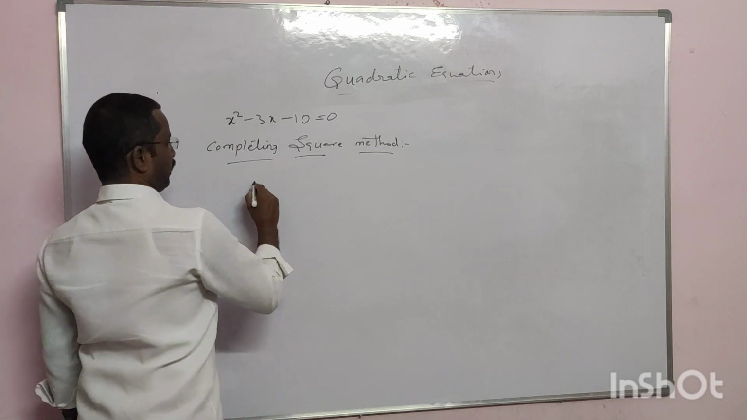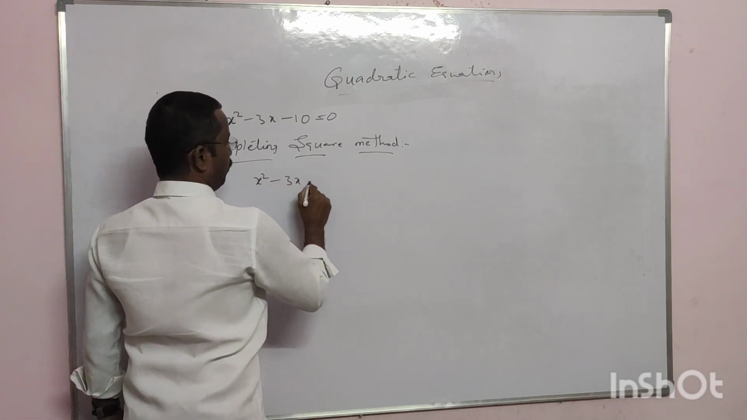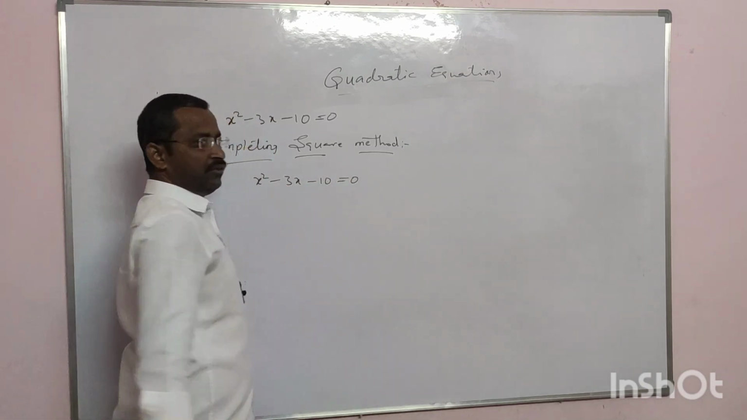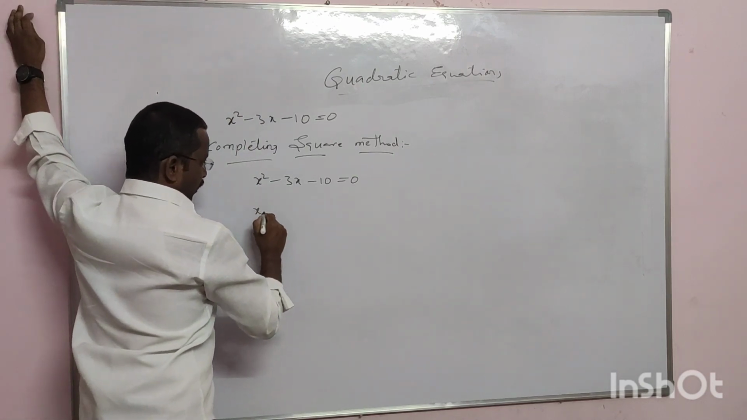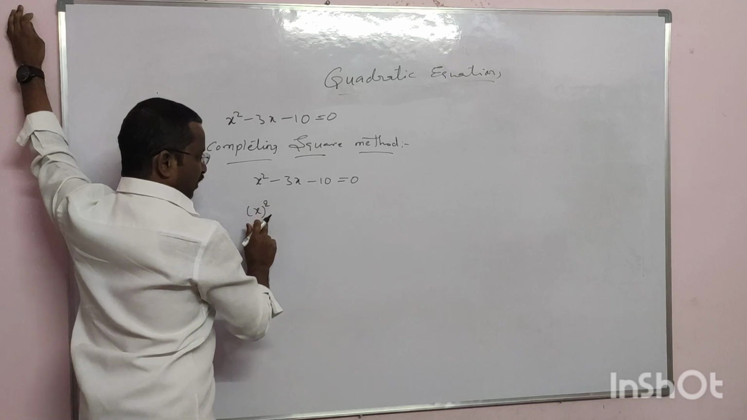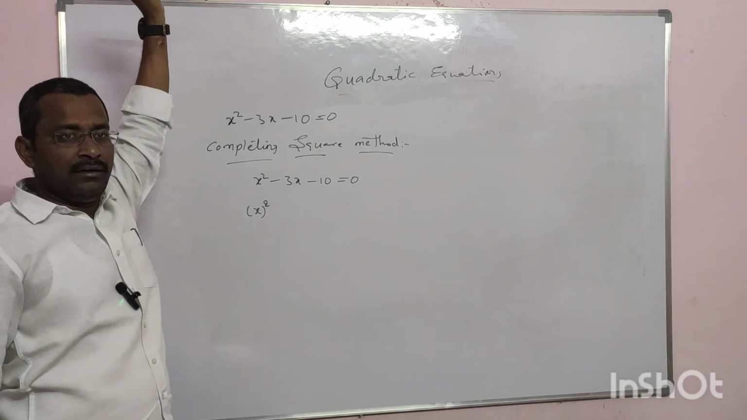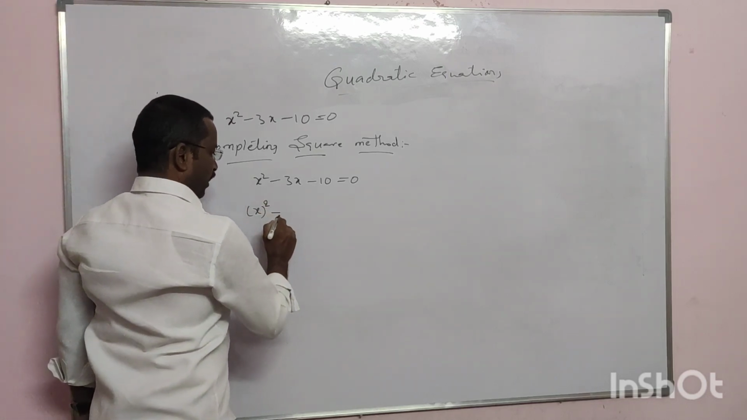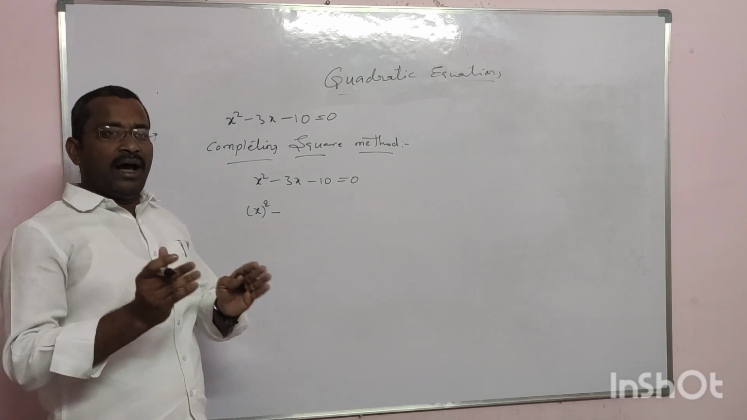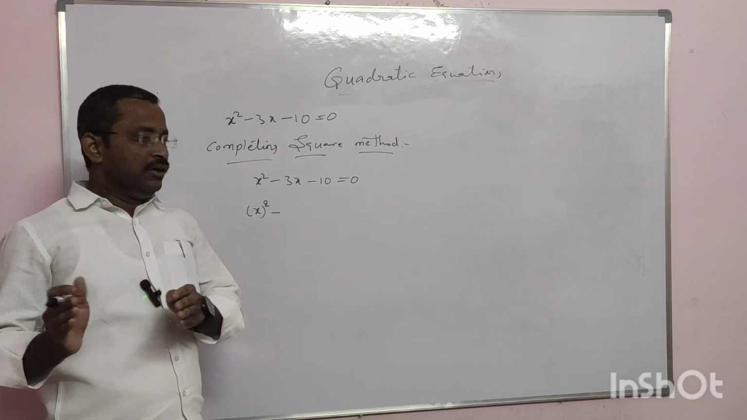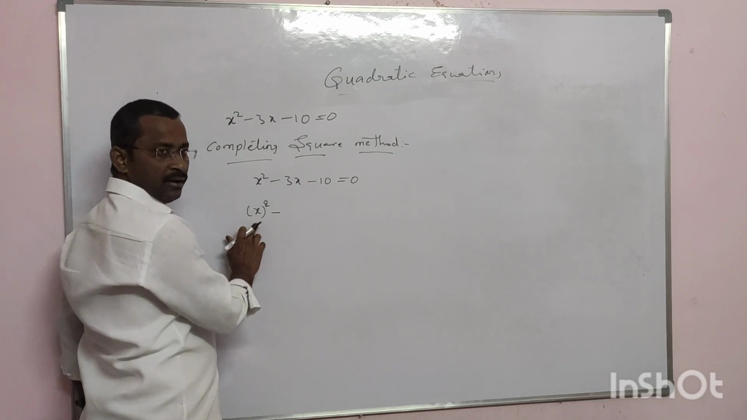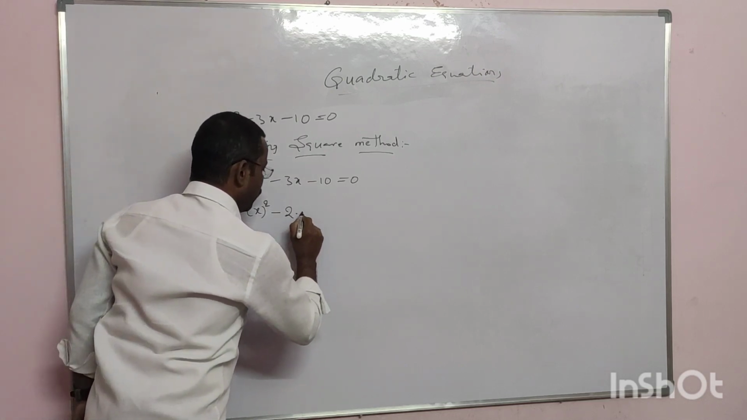Completing square. Take the question again. X square minus 3x minus 10 is equal to 0. See carefully. X square remains the same. Say it as a square. Now you have the minus here. Put a minus. Plus means plus. After the a square, according to your formula, 2ab should be there. So in your opinion, this is your a. So 2a.